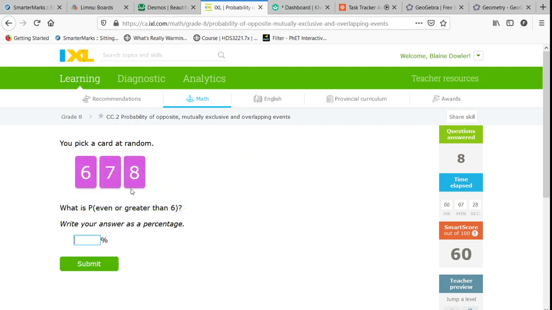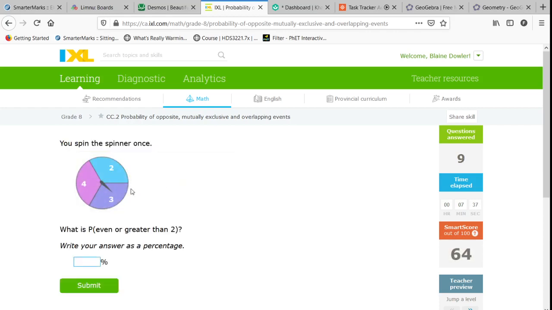Probability that the number is even or greater than 6 is 100%. The even means 6 and 8. Greater than 6 includes 7. That's every possibility. The probability here that it's even or greater than 2, again, is every possibility. 3 and 4 are greater than 2. 2 is even.